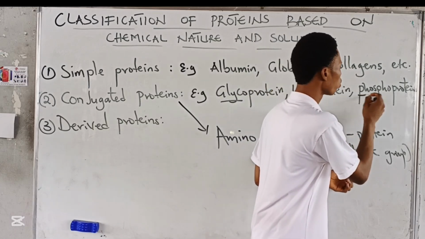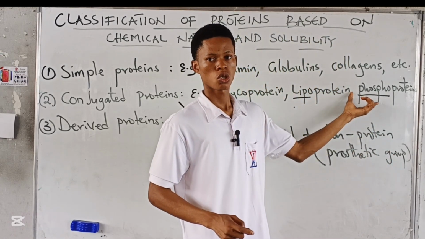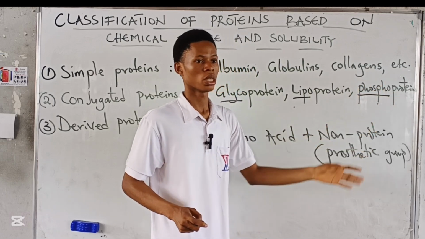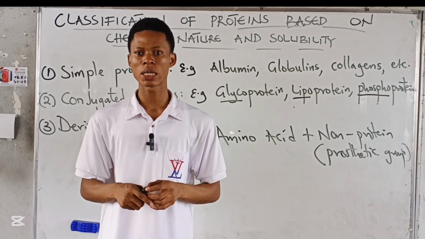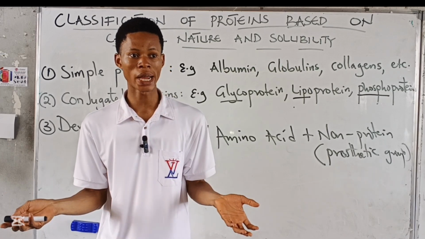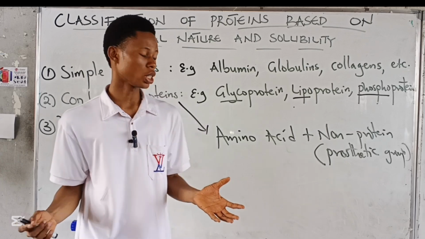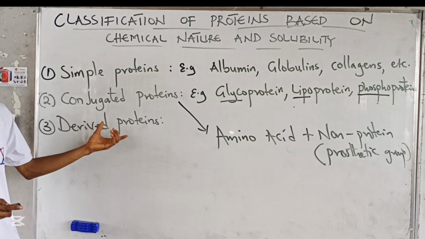Now, phosphoprotein. What is the prosthetic group here? Phosphate. So if you attach phosphate group to protein, you have phosphoprotein. But if you have only amino acid in that protein, what do you call that? Simple protein, right? If you attach a non-protein component, you call that what? Conjugated protein. Now the third group here is a derived protein.